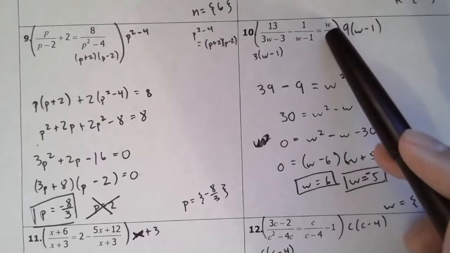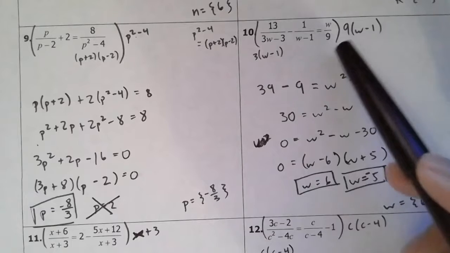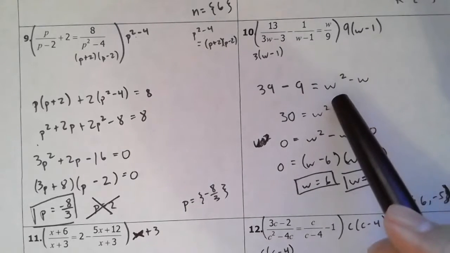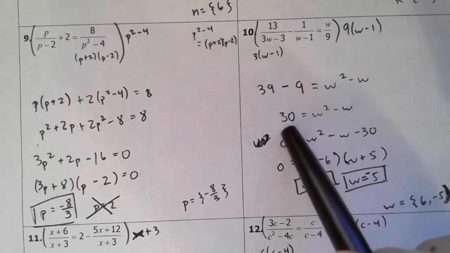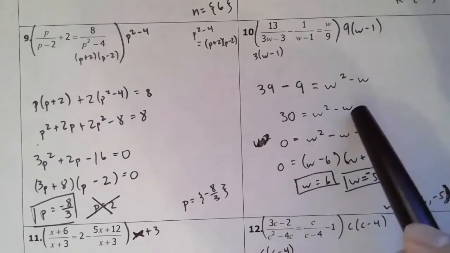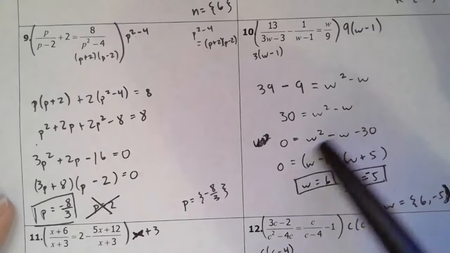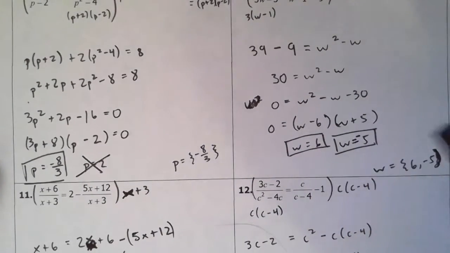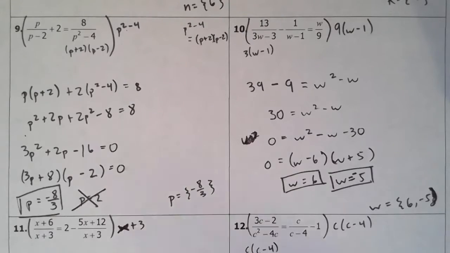For the other side of the equal sign, I have this times this. The 9's would cancel, so I get left with just w times w minus 1, which is w squared minus w. Now I'm going to get everything on one side of the equation, so I subtract 30 from both sides, and I got this here. Then I factor the right side into these two factors, so then my solutions were w is equal to 6 and w is equal to negative 5. So then when I plug these in, you can see that they both check out, so they are both solutions.